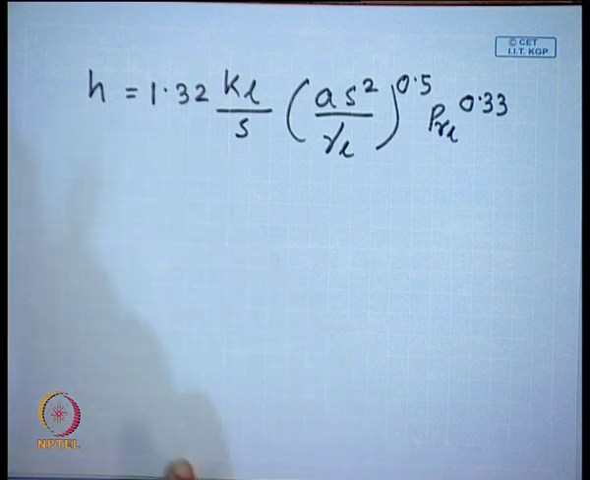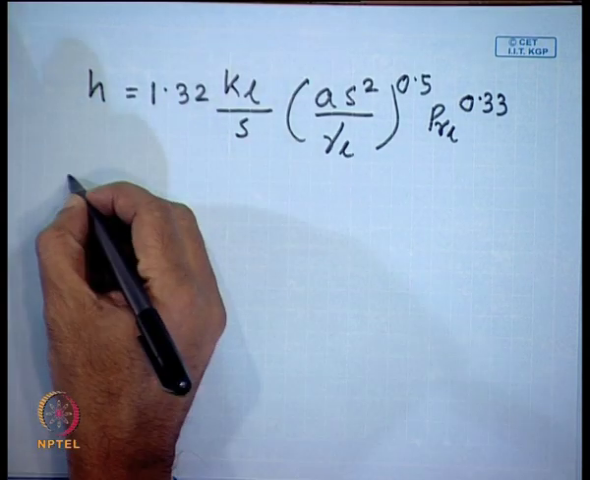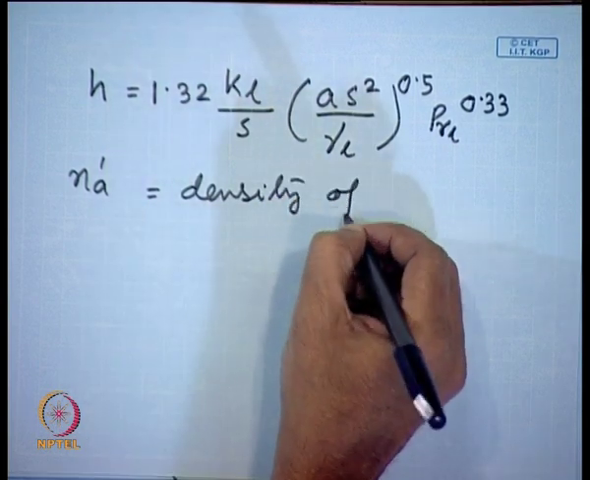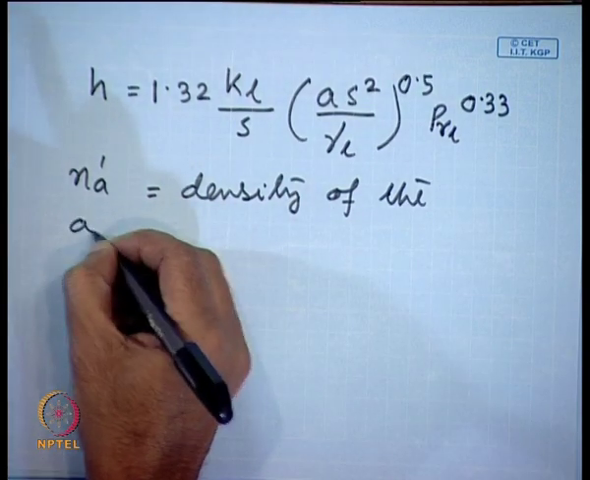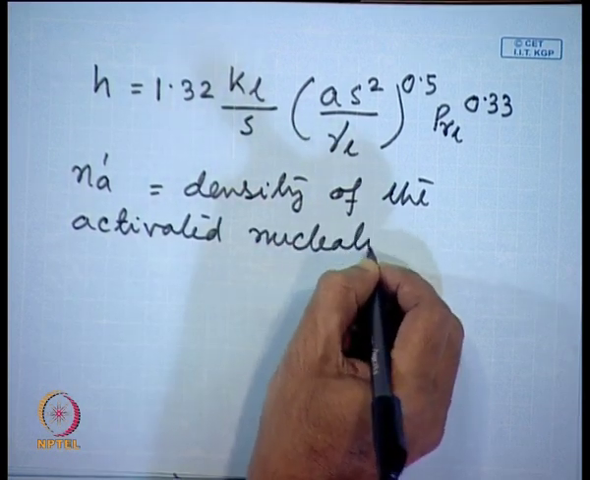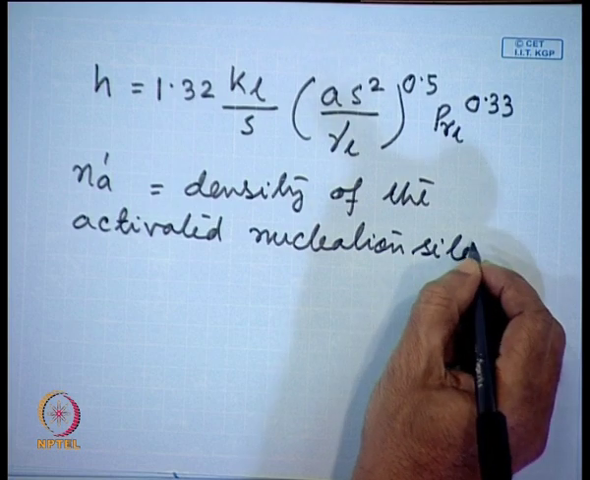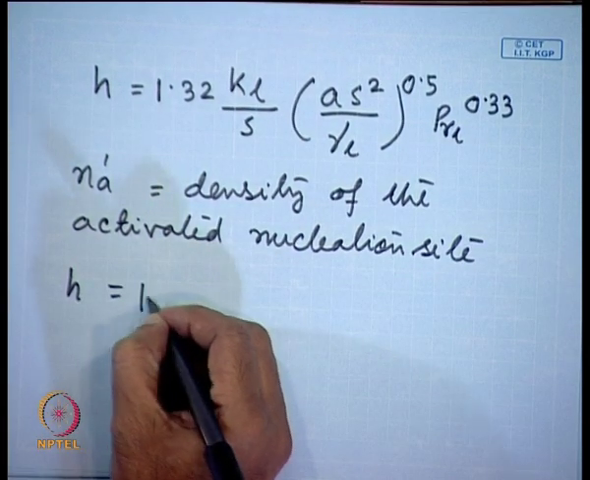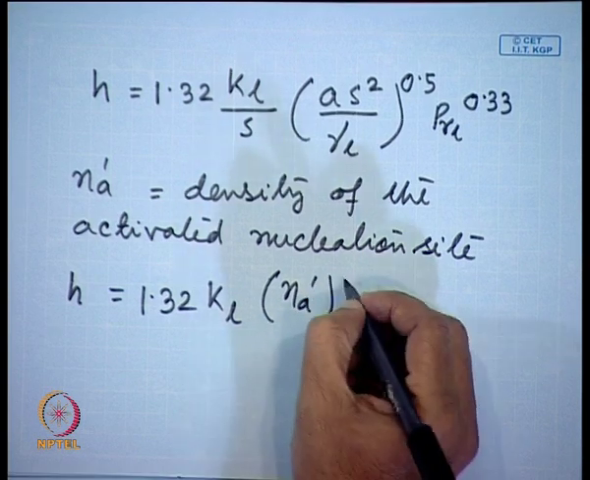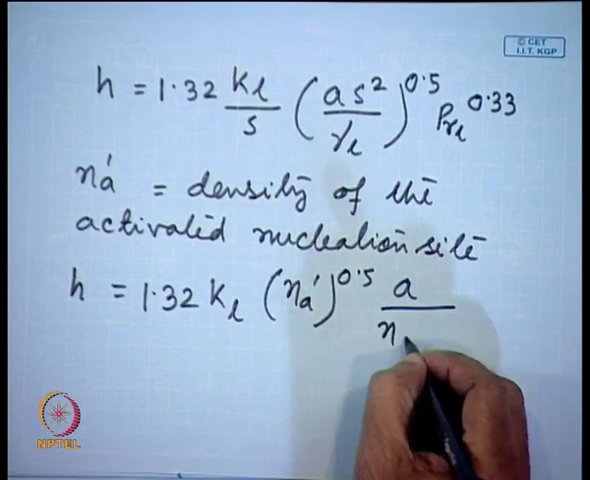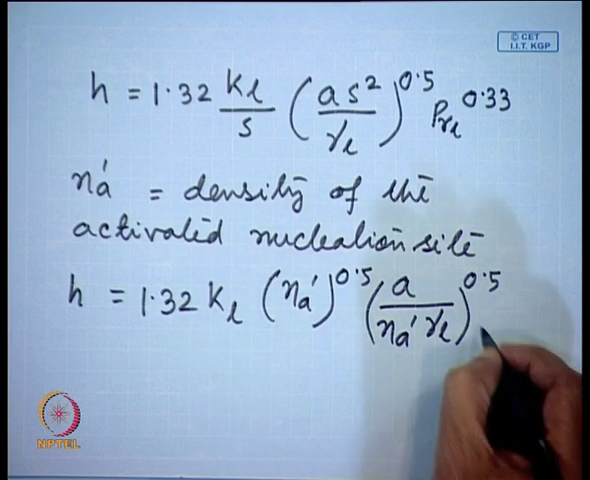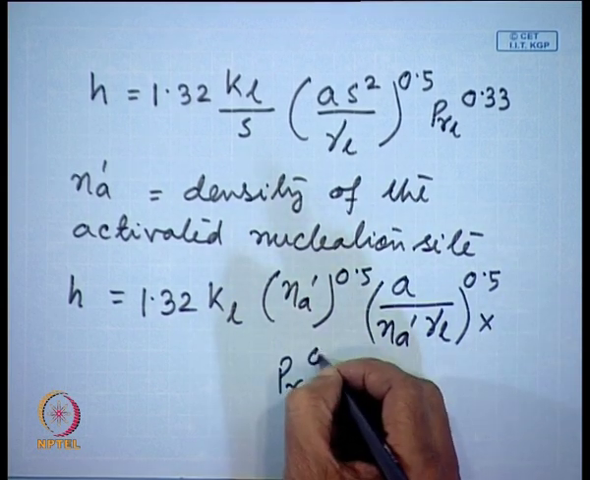Now, again one can bring in N_A dashed, which is the density of the activated nucleation site, and with that one can write H is equal to 1.32 K_L N_A dashed to the power 0.5 times A by N_A dashed, multiplied by Pr_L to the power 0.33.